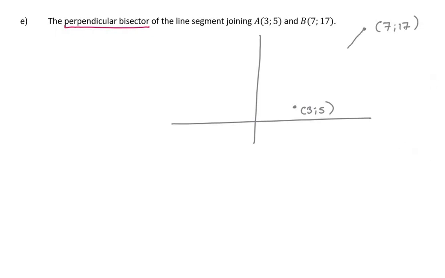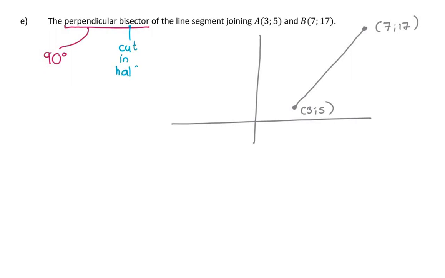Now, a line segment just means it's a line that starts and stops. It doesn't carry on forever. Now that's actually quite important in this question, because the first word says perpendicular, which means I know that it has to be at 90 degrees, and the second word here says bisector, and bisector means cut in half.